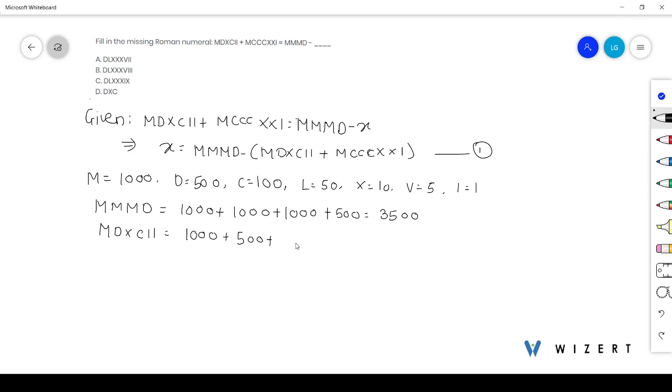Now here in case of X and C, the symbol of the smaller number is to the left of the symbol of the larger number. So in this case, by the rule of Roman numerals, subtract the smaller number from the larger number, that is 100 minus 10, plus double I means 1 plus 1. So it is 1500 plus 90 means 1590, plus 2 means 1592.